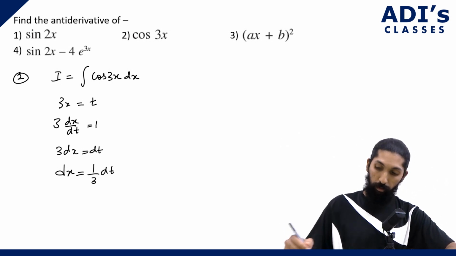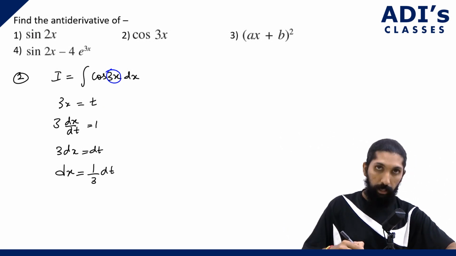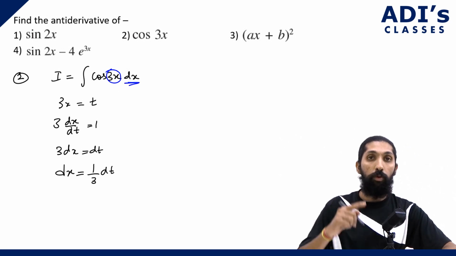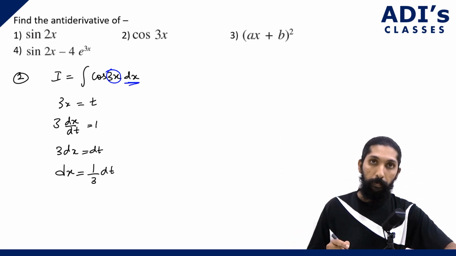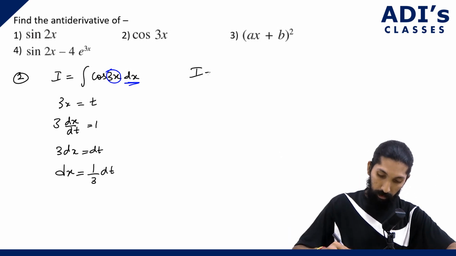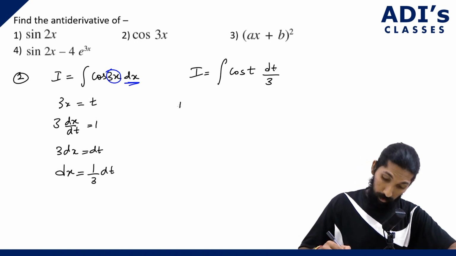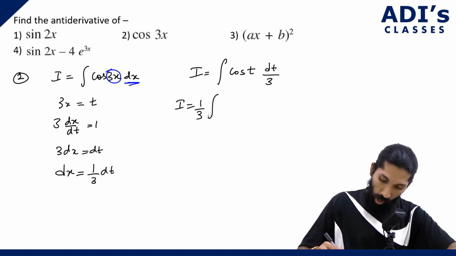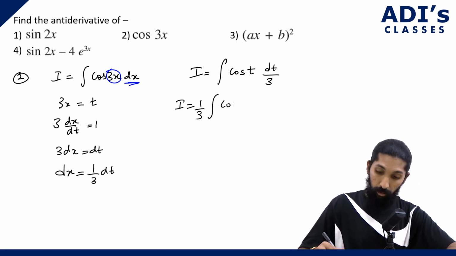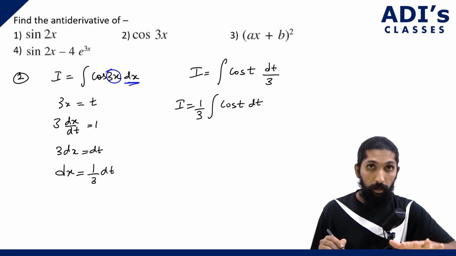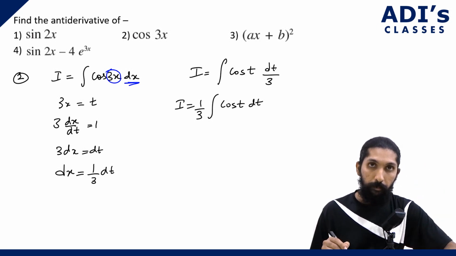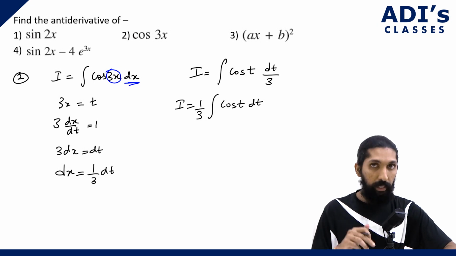So now what do you do? Instead of 3x, you substitute t, and in place of dx, you substitute 1 by 3 dt, right? So you get I is equal to integral of cos t into dt by 3. Take the 1 by 3 outside. So I is equal to 1 by 3 integral of cos t dt. Now, what is the integral of cos x? It is sin x plus c. So cos t will become sin t plus c.